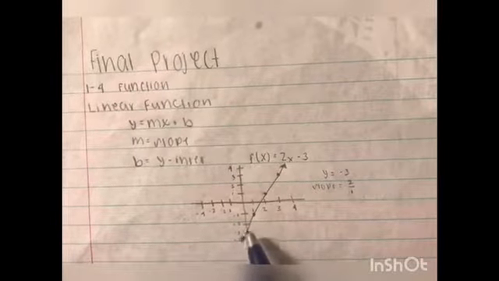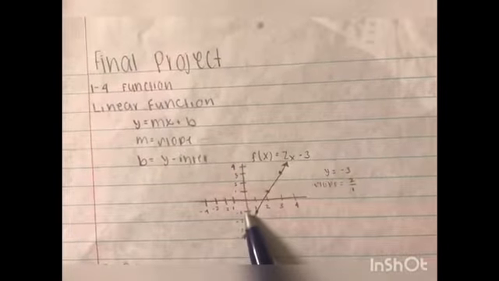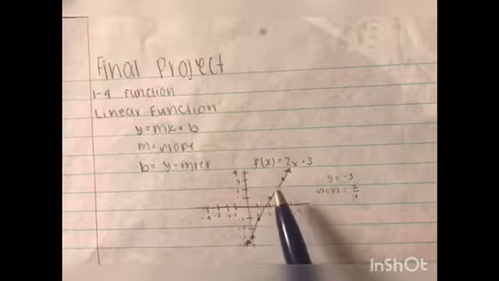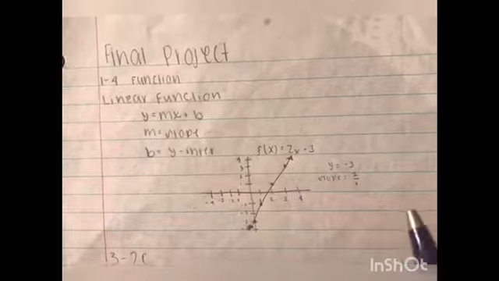Then you would put your slope, which is rise 2 and run 1, and you just keep doing that continuously until you reach the end of your graph, and you just connect the dots.